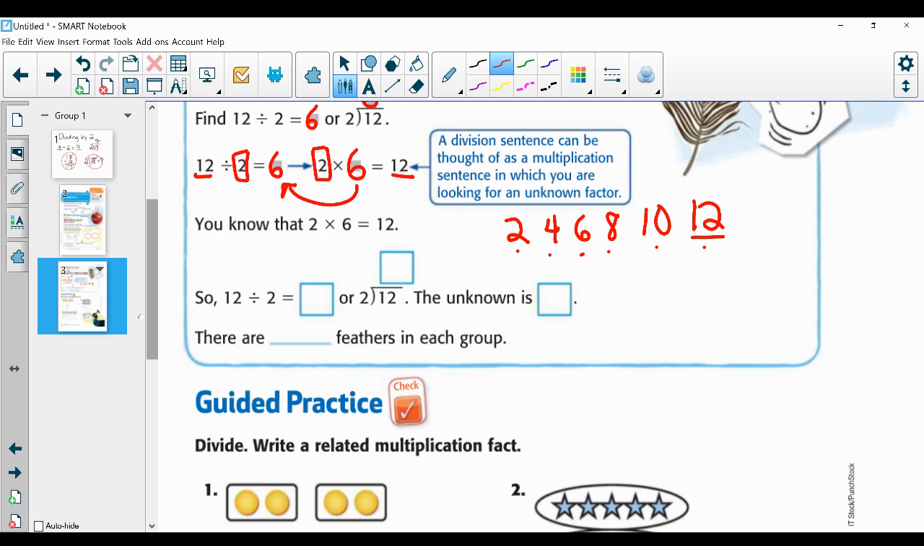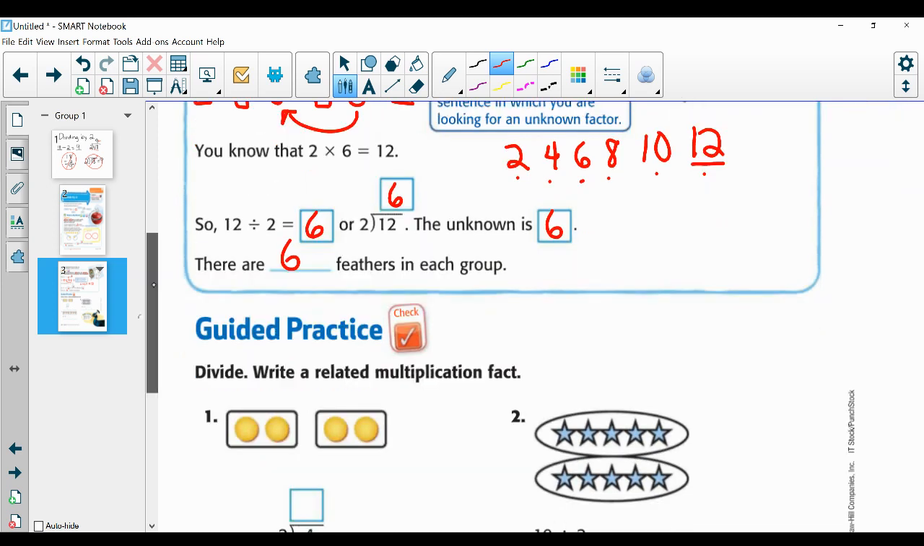So 12 divided by 2 equals 6, or how many 2's in 12 is 6, so the unknown is 6. There are 6 feathers in each group. Okay, let's go down to guided practice.